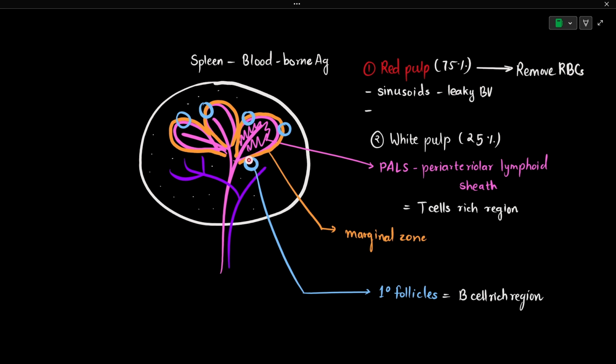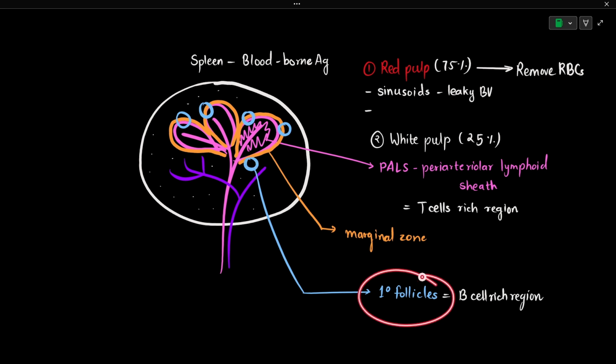Okay, what will they do? Some antigens will be tackled in the PALS region, some will be trapped by the marginal zone, and some will be trapped in the primary follicles. The antigens trapped in the marginal zone will be sent to the primary follicles, where the B cells are rich. There they are going to interact with those naive B cells, and the B cells will get activated and secrete antibodies. So they will be trapped here, and they will be killed here.